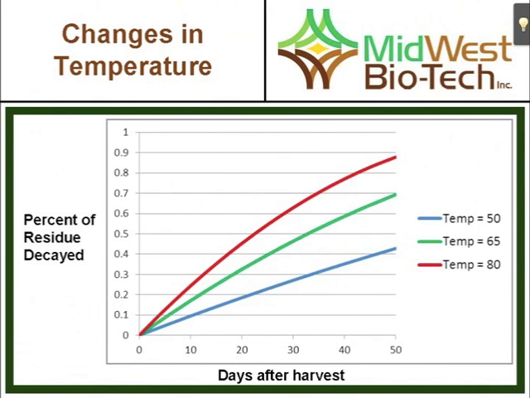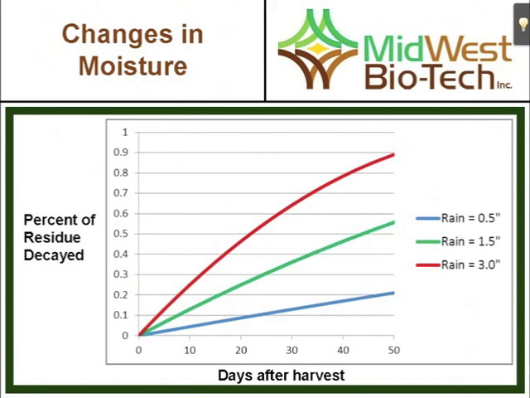So the key thing we find for trying to treat residue and speed up that decay process is, the sooner it can happen after harvest, especially if you've got warmer temperatures, the more effective you're going to be. And so temperature's the second critical factor, and then the last one is moisture. Typically, the more moisture you've got, the more decay you get.